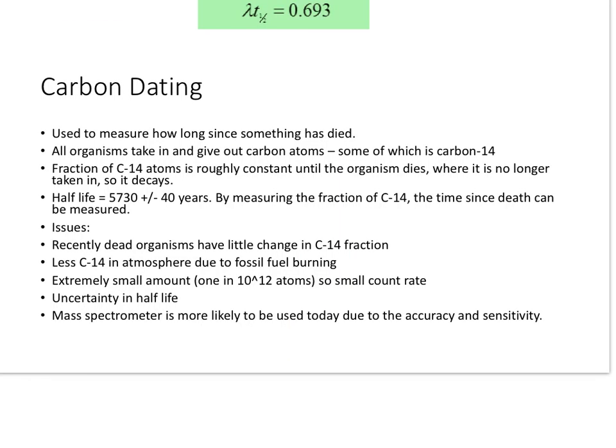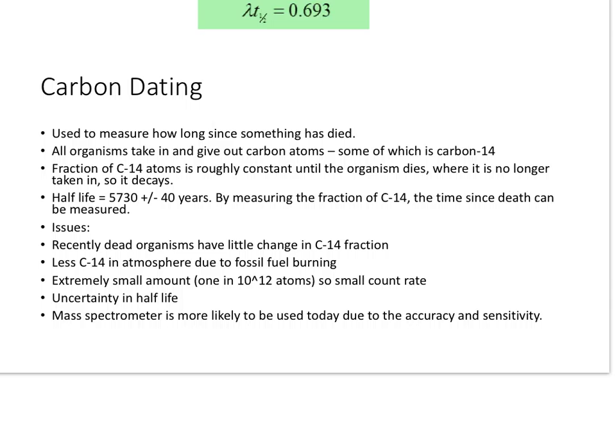Carbon dating is used to measure how long since an organism has died. All organisms take in and give out carbon atoms, some of which is carbon-14. The fraction of carbon-14 atoms is roughly constant until the organism dies, when it's no longer taken in, so it decays. The half-life of carbon-14 is 5,730 plus or minus 40 years. By measuring the fraction of carbon-14, the time since death can be measured.